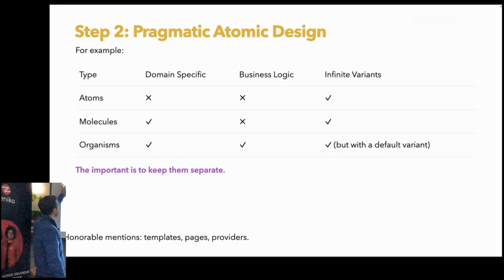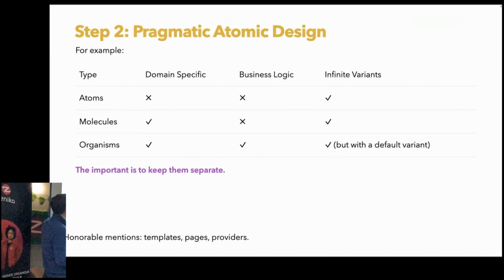That's the atoms. A molecule, for example, could be a card showing all the details of your credit card. If it doesn't require extra logic or something like that, it can be there, just showing the credit card number, expiration date, and CVV. Boom, could be a molecule.